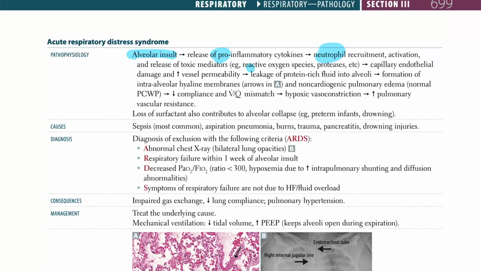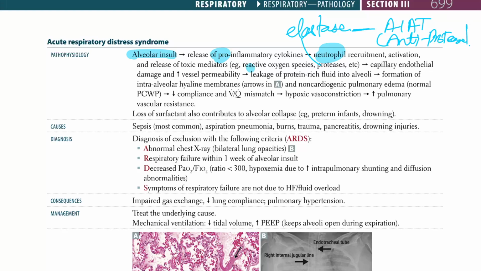What was the most common protease we talked about? Elastase. What was something that was trying to inhibit this elastase or trying to balance elastase? Alpha 1 antitrypsin, which is what? Anti-protease.